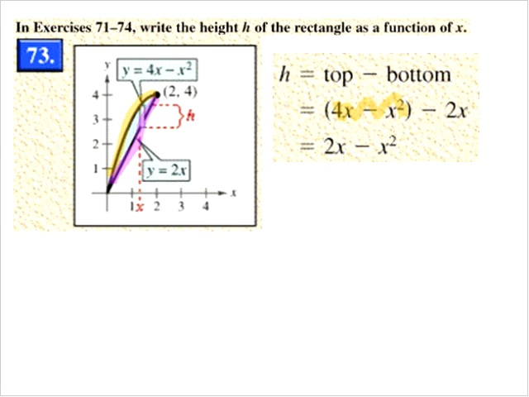So that's how we get 4x minus x squared minus 2x. Let's simplify. 4x minus 2x is a positive 2x minus x squared. And if you want to write it with its highest degree first, you can. It would just look like that. So either one of these is an acceptable answer.